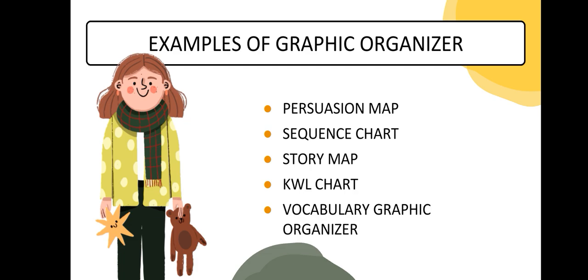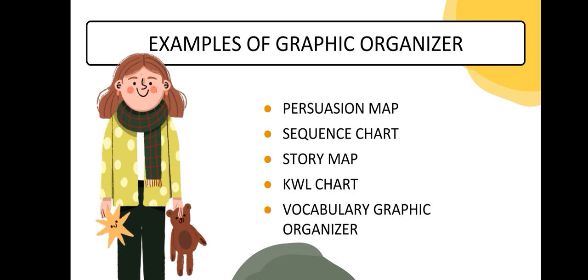So, there are some examples of graphic organizers. First is the persuasion map. A persuasion map is an interactive graphic organizer that enables students to map out their arguments for a persuasive essay or debate. So this persuasion map is used in debate so they can see if the placement of their information is well organized, and it is very helpful to persuade other people.